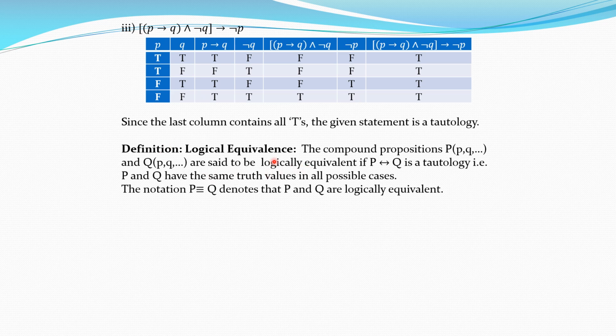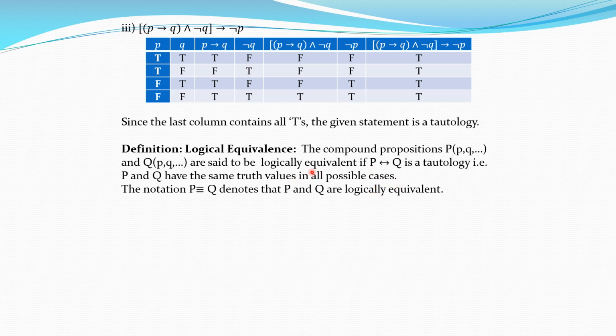Now, the next is logical equivalence. The compound proposition P containing p, q and so on variables and another statement Q containing p, q and so on are said to be logically equivalent if P bi-implication Q is a tautology. That is, P and Q have the same truth values for all possible cases. Because the bi-implication is a tautology, it means we are getting all true values in the last column.